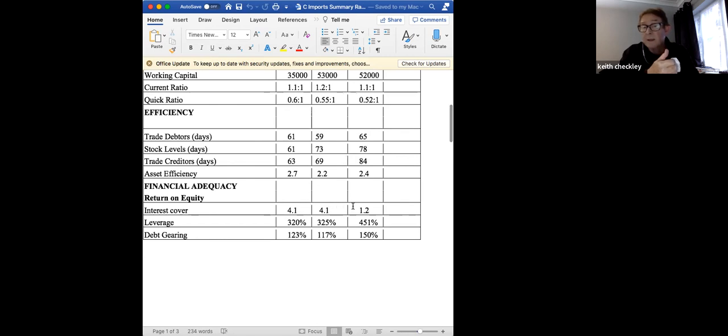Interest cover declined, that's worrying. Leverage has increased, that's worrying. And debt gearing has got worse, so that's worrying. So all in all, quite a worrying situation we've got ourselves looking at here, and plenty of scope for lots and lots of questions.